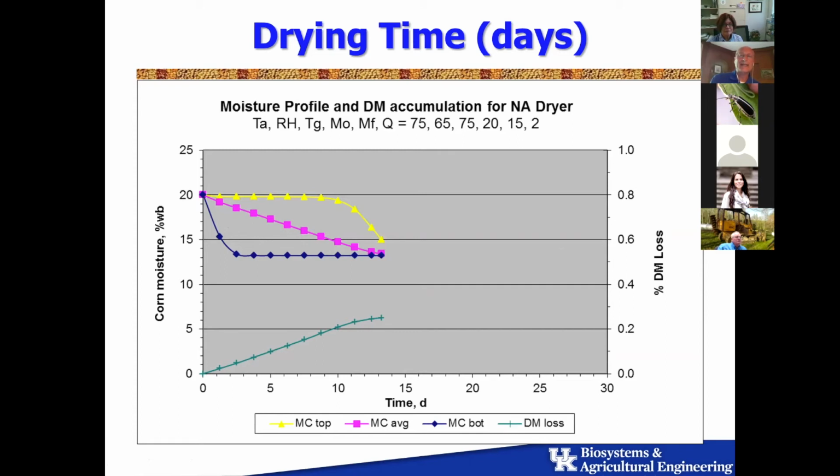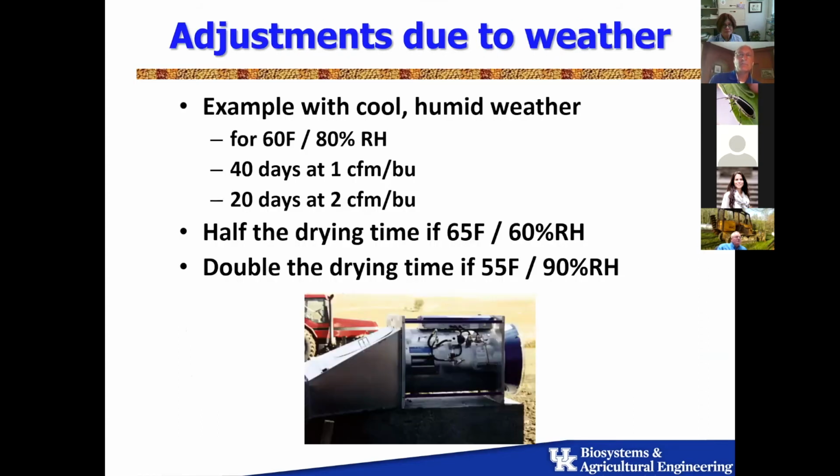Now we're at 13.5 days, same moisture levels, but our dry matter loss is held well below 0.5%, so around 0.25% in that case. And it's probably really better to go with 3 CFM per bushel, but that's getting up there in terms of fan sizes. So we can adjust conditions depending on the weather.